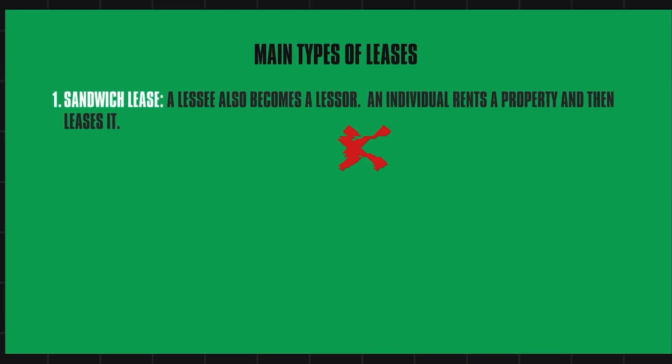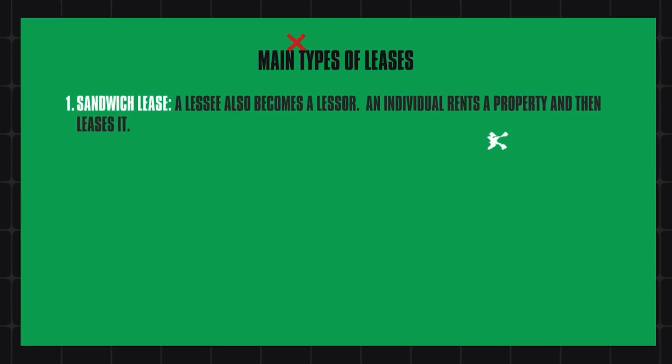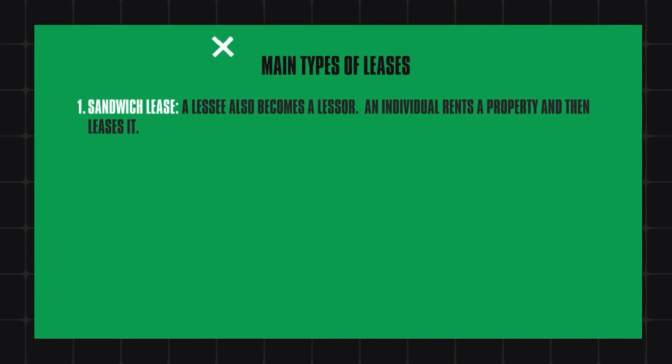This is a concept we have all experienced at some point in our lives, or at least we know someone who has. So, for the exam, I want you guys to remember the 4 main types of leases. Sandwich lease. In a sandwich lease, a lessee also becomes a lessor. Simply put, an individual rents a property and then leases it.